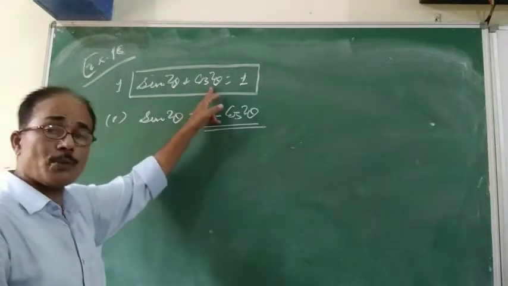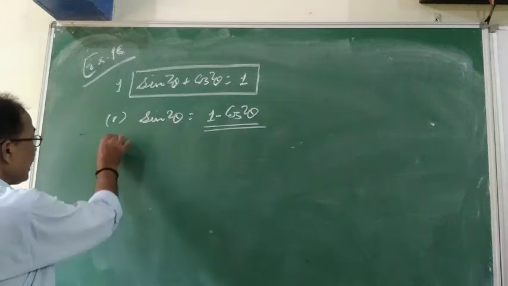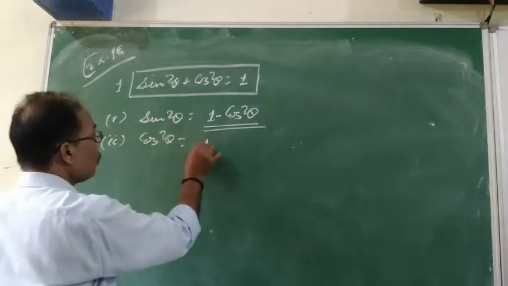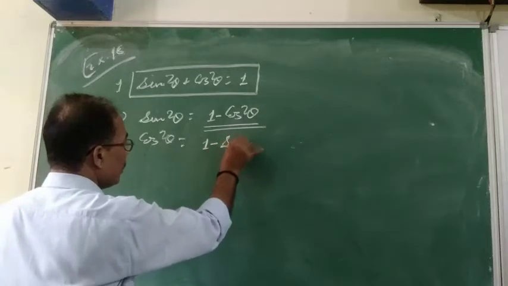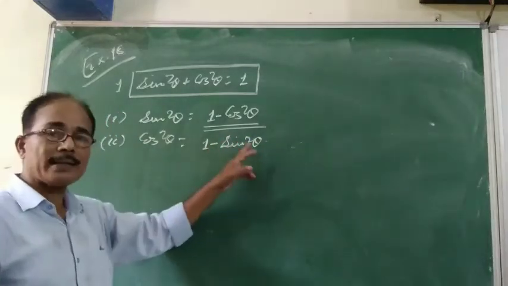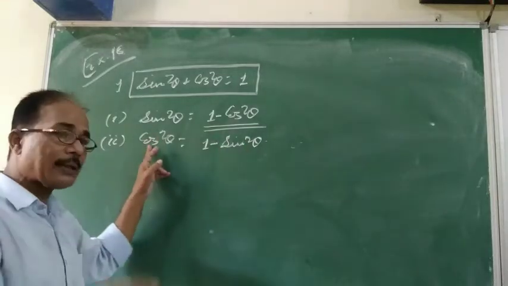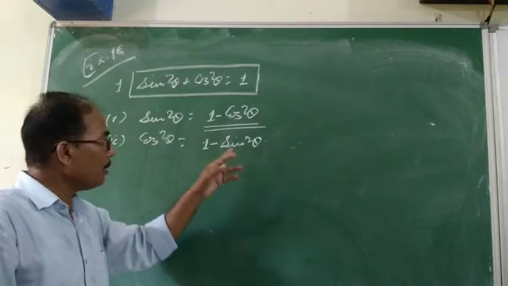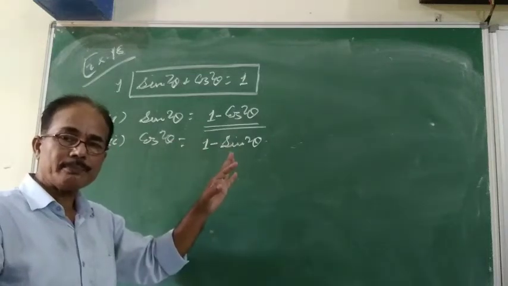Next, cos square theta as the subject. Second, cos square theta is equal to 1 minus sine square theta. So we can write cos square theta in place of 1 minus sine square theta, or in place of cos square theta we can write 1 minus sine square theta.